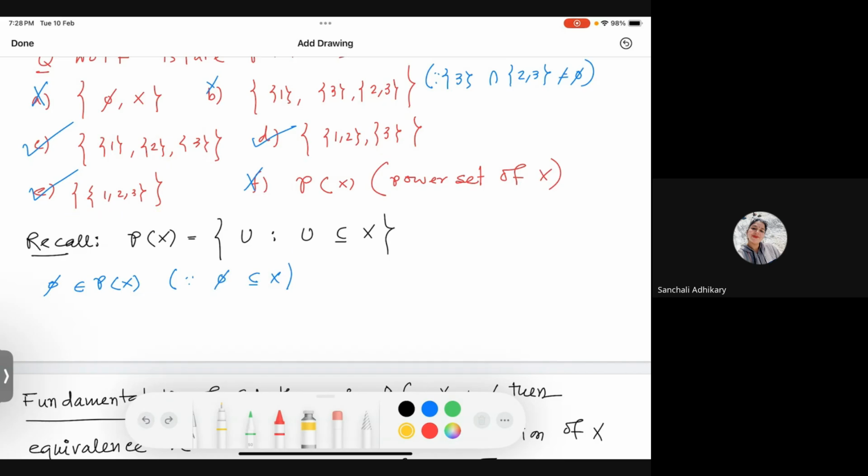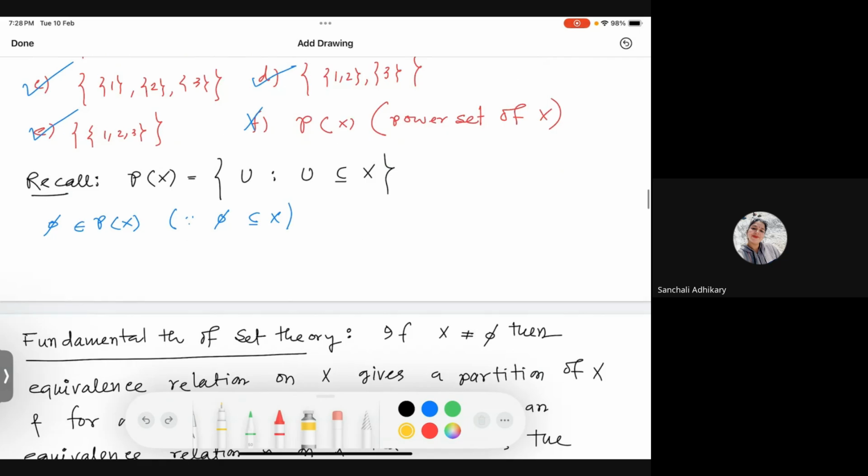But for the last example, power set of X, this is not a partition. Do you know what is power set of X? Power set of X is the collection of all subsets of X. Okay. So this is not a partition. Why? Because the empty set is also a subset of X. So that's why the empty set belongs to this set. So every member is not non-empty. Okay. So that's why power set of X is not a partition.